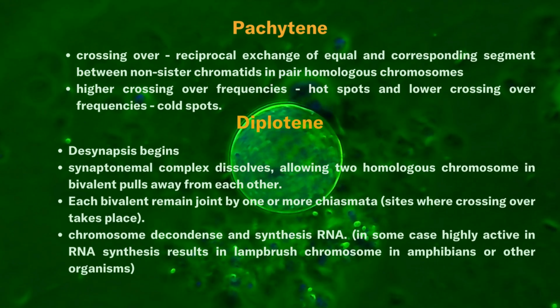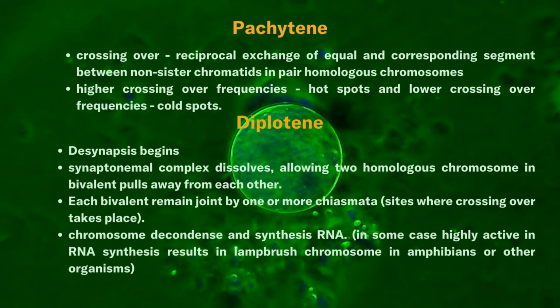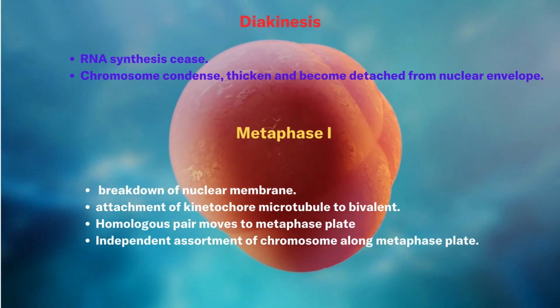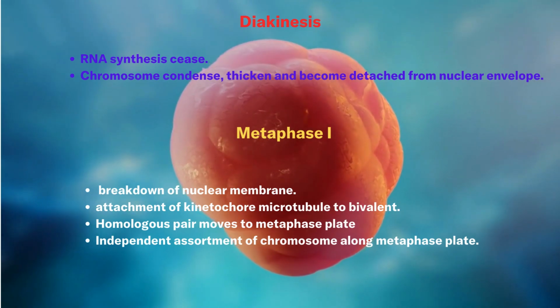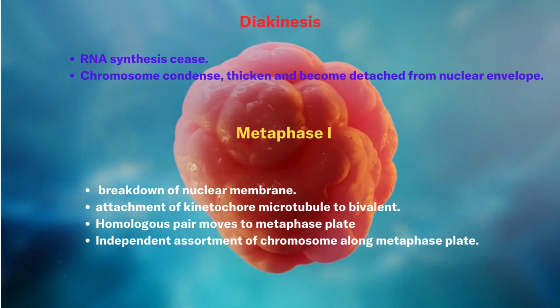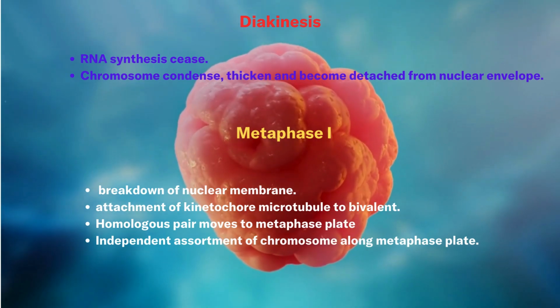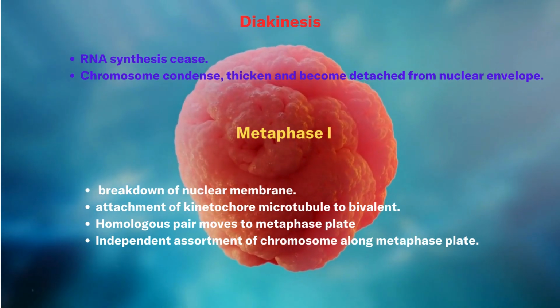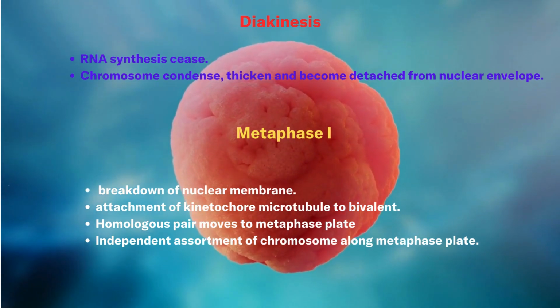Chromosomes decondense and synthesize RNA. In some cases, high activity in RNA synthesis results in lampbrush chromosomes in amphibians or other organisms. RNA synthesis ceases in diakinesis. Chromosomes condense, thicken, and become detached from the nuclear envelope. Then, metaphase I. Here there is breakdown of the nuclear membrane, attachment of kinetochore microtubules to the bivalent, and the homologous pair moves to the metaphase plate, with independent assortment of chromosomes along the metaphase plate.